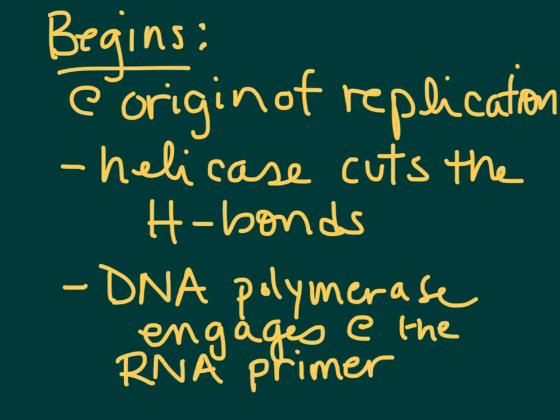What would you write first? And what attaches at the origin of replication? Helicase. What does it break in between the base pairs? It breaks the helix by dissolving the hydrogen bonds. And what has to attach to our open strands? Primase is going to attach a primer. So primase attaches a primer.